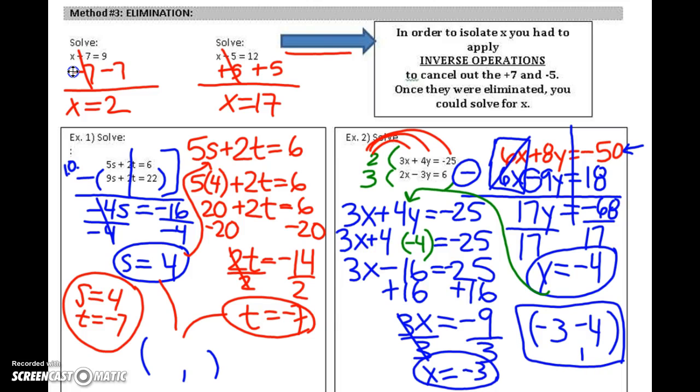These are just two examples of elimination, and you have a lot more in your packet, but always refer to these and be aware that you might have to multiply both of the equations to get a matching amount of variables.